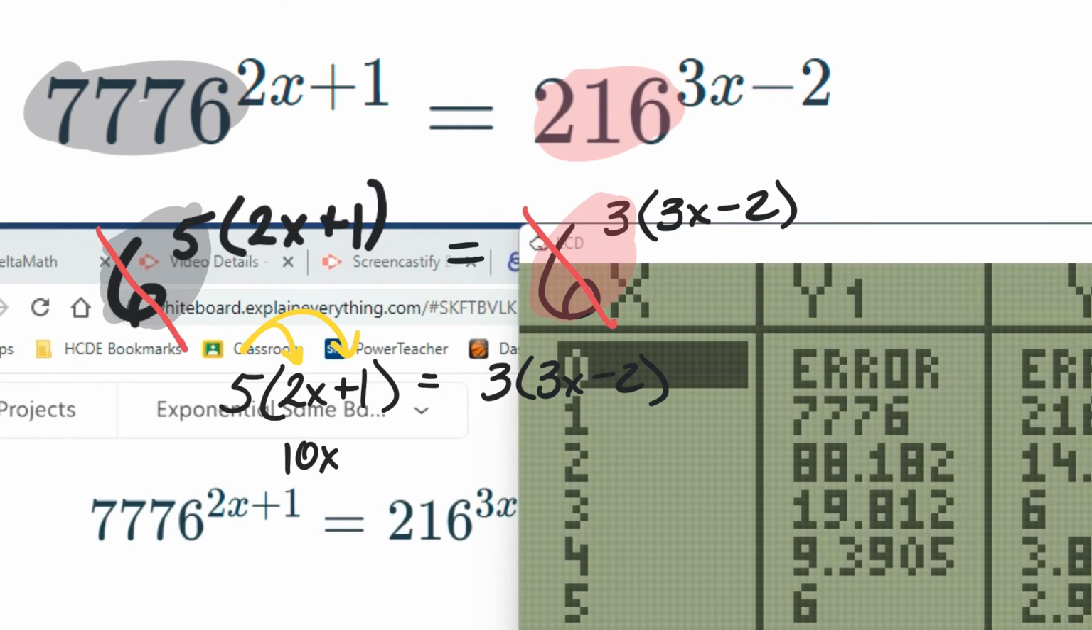So this becomes 10x plus 5. 3 times 3x is 9x minus 6. So I'm going to move the 9x to join the 10x, which gives me 1x. At the same time, I'm going to move the 5 away since I'm moving the x's to the left. So negative 6 minus 5 equals negative 11.